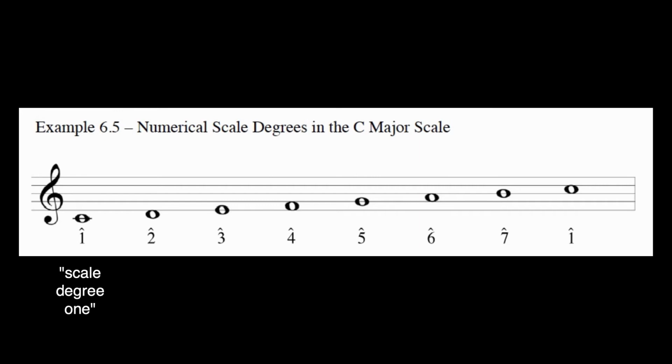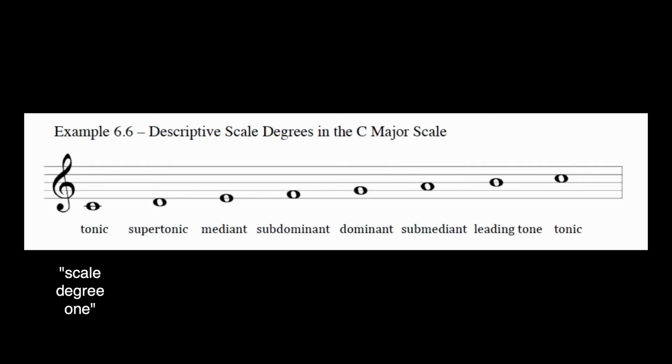And here's yet another way to name the scale degrees using descriptive terms: tonic, supertonic, mediant, subdominant, dominant, submediant, leading tone, tonic. These terms will be covered in subsequent chapters in more detail after important harmonic concepts are covered. For now, we will explain just a few of them.